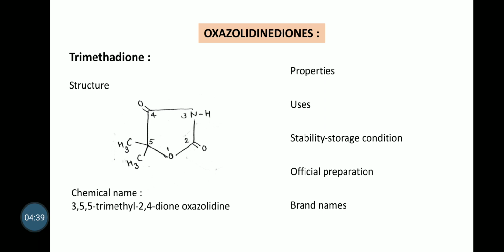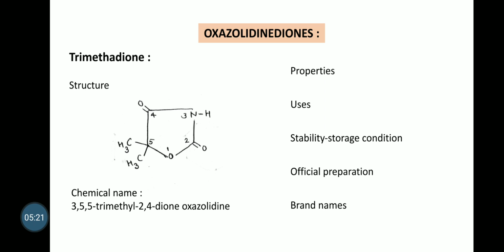And the basic structure is oxazolidine. You can write this chemical name in another way also. The second way may be 3,5,5-trimethyl oxazolidine-2,4-dione. In the first chemical name I considered only the oxazolidine basic ring, and in the second chemical name I have considered oxazolidine-2,4-dione as the basic structure. Therefore the chemical name becomes 3,5,5-trimethyl oxazolidine-2,4-dione.